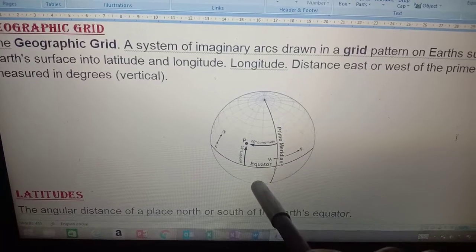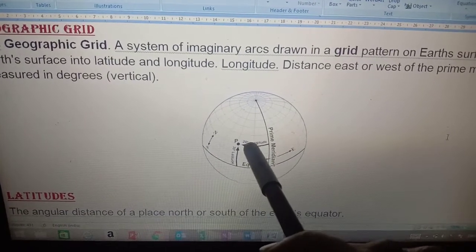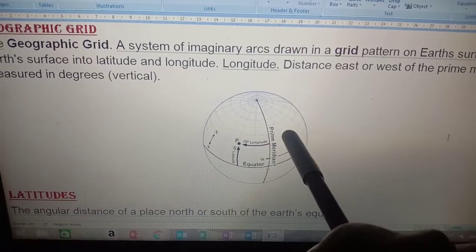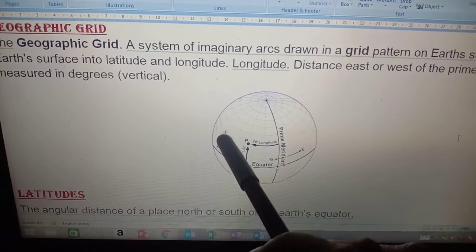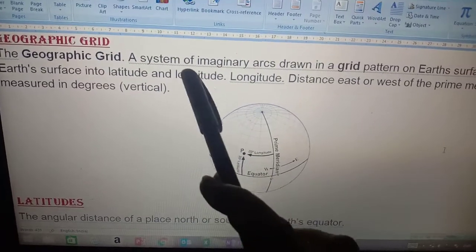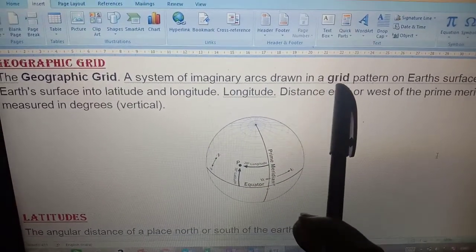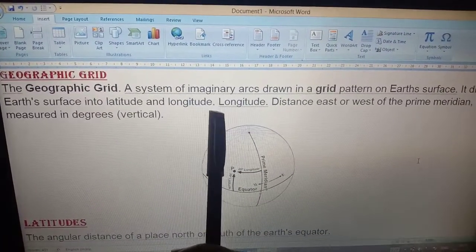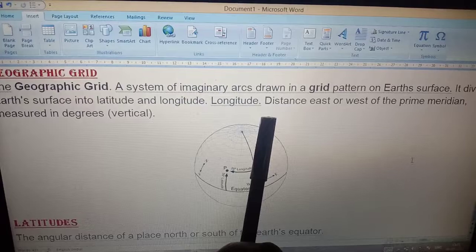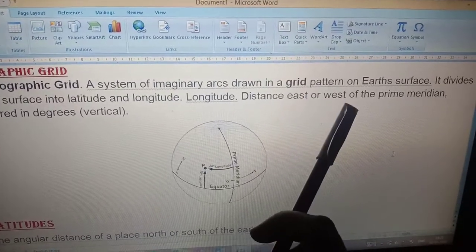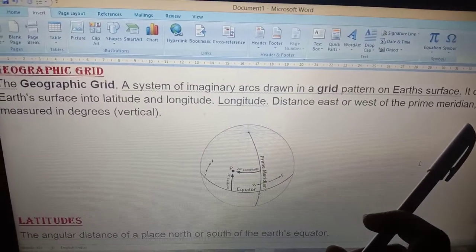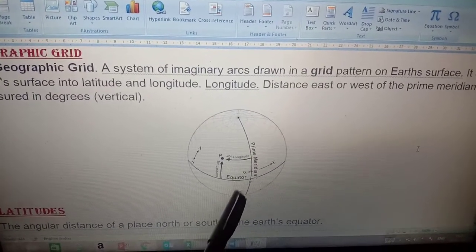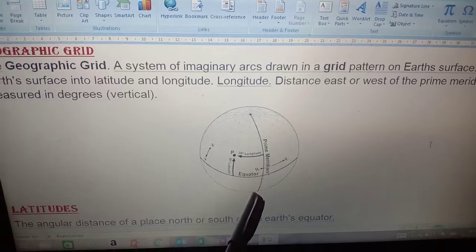When longitude and latitude intersect, they form a block-like structure, and this is known as a grid. It is a system of imaginary arcs drawn in a grid pattern on Earth's surface. It divides Earth's surface into longitude and latitude. Longitude is the distance east or west of the meridian, and latitude is the distance north and south of the equator.